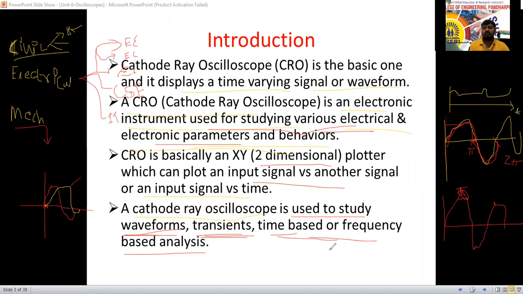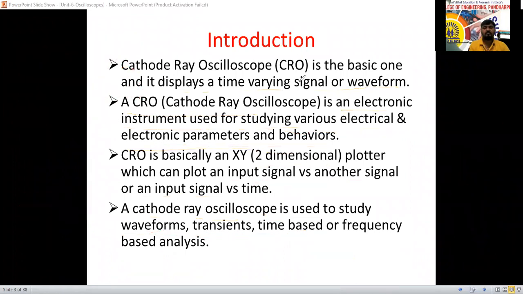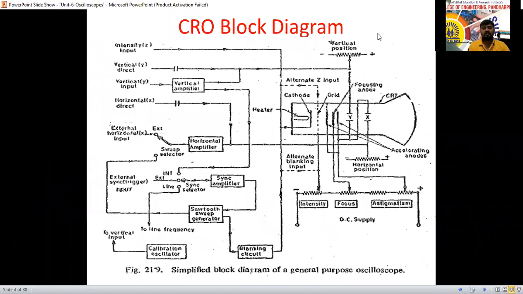So we know that f equals 1 by T, that is the time period we are going to call. Based on the time period we can consider, or based on the frequency also we can consider that. Both are reciprocal to each other. This is just the basic introduction of CRO. Next, we'll go for the actual block diagram of CRO.